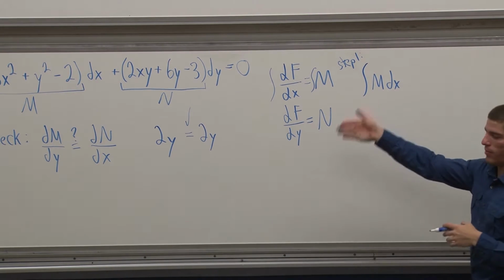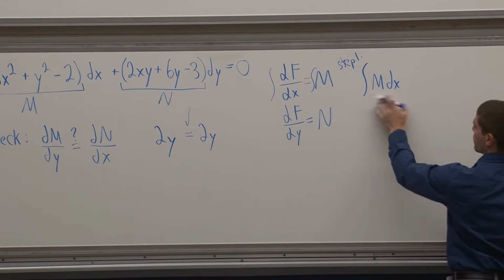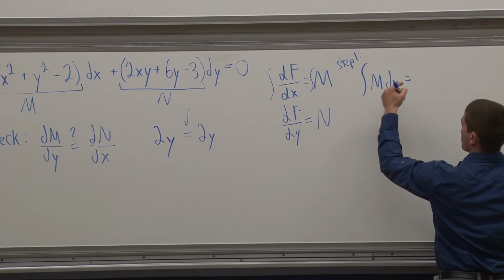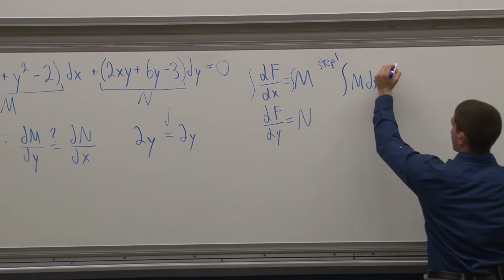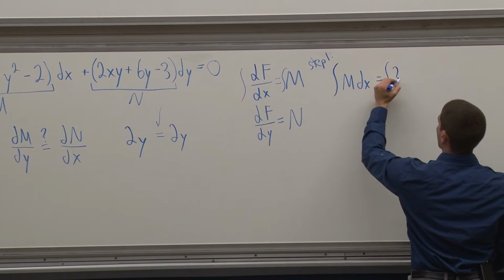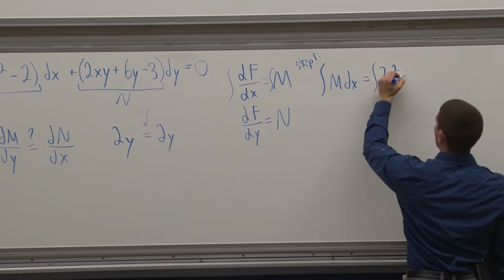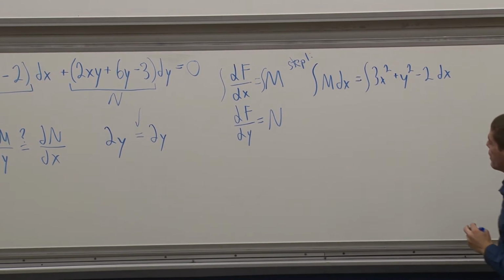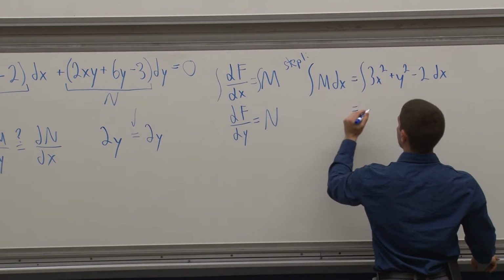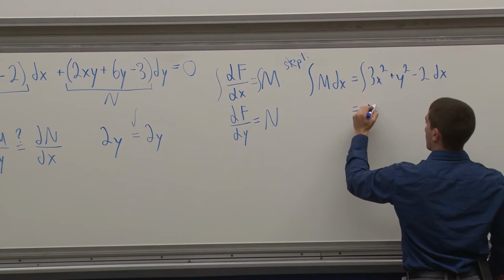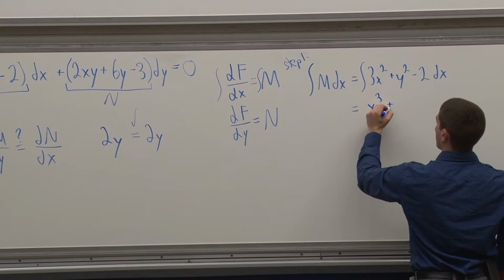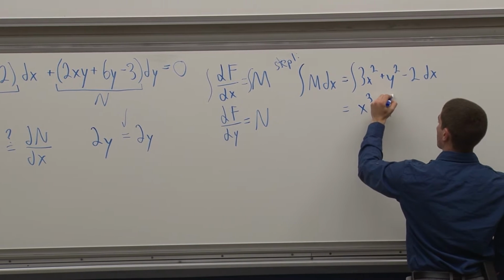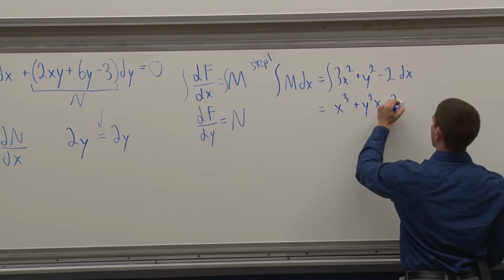That's really step 1 of actually solving it. So the integral of M dx is going to be the integral of 3x squared plus 2y minus 2 dx. All right, so let's solve that integral. That one's pretty easy. This is simply going to be x cubed plus y squared x minus 2x.